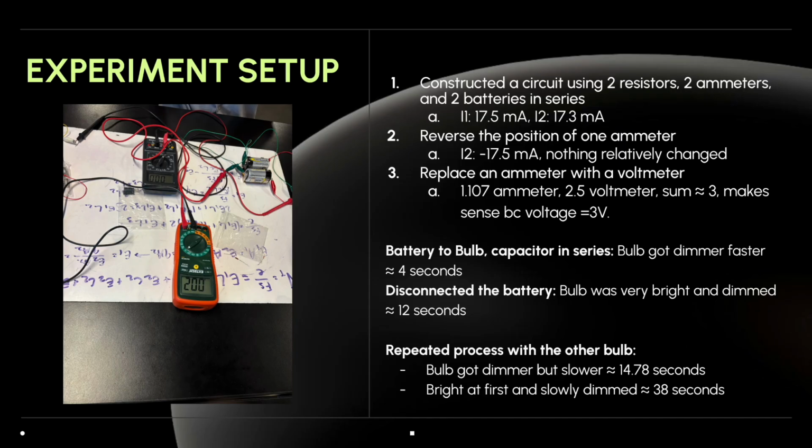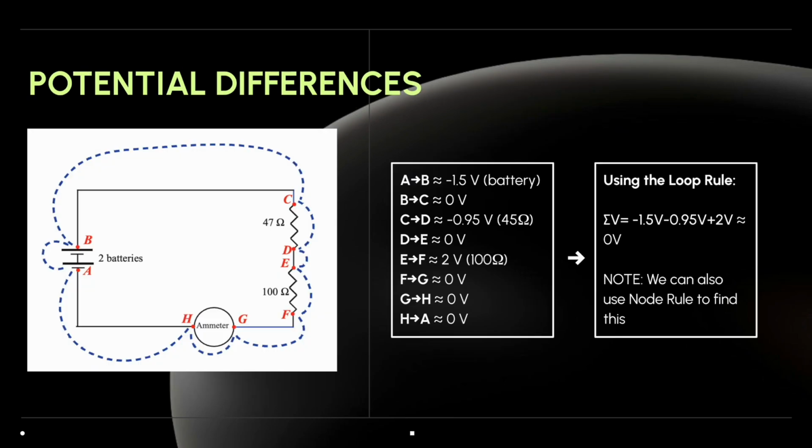For the third step, we replaced an ammeter with a voltmeter, and we had a value of 1.107 for the ammeter and 2.5 for the voltmeter, which had a sum of approximately 3, which makes sense because the voltage is 3 volts. Then we connected the battery to the bulb with the capacitor in series, and the bulb got dimmer faster, in approximately 4 seconds. Once we disconnected the battery, the bulb was bright and dimmed in approximately 12 seconds. We repeated the process with the other bulb, which got dimmer a little slower, at approximately 14.78 seconds, and was bright at first and slowly dimmed at around 38 seconds total.